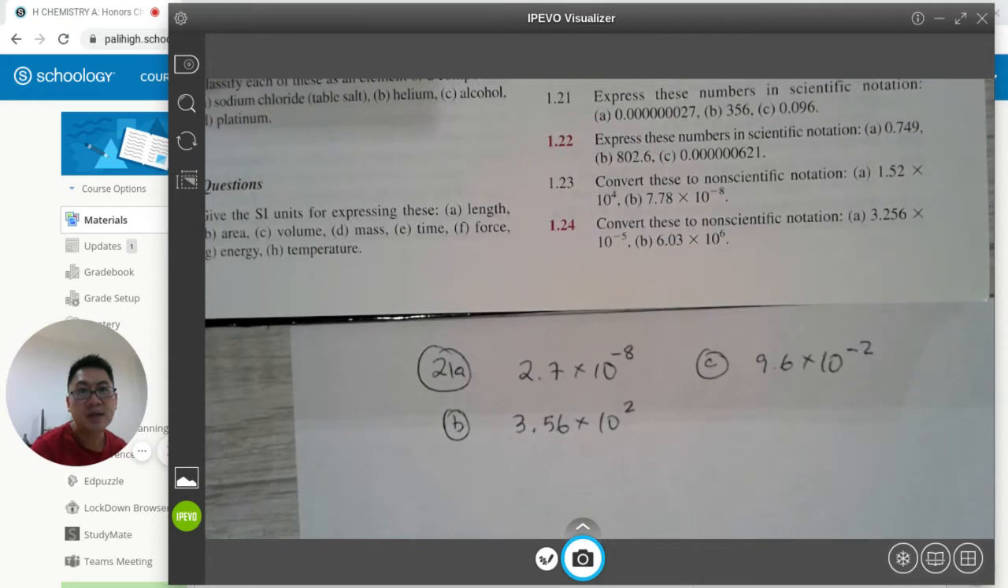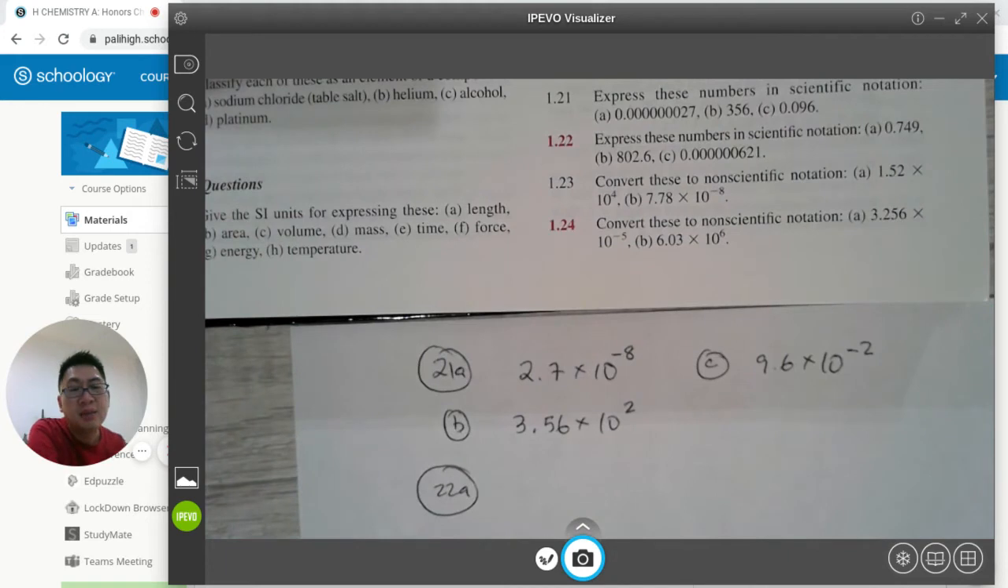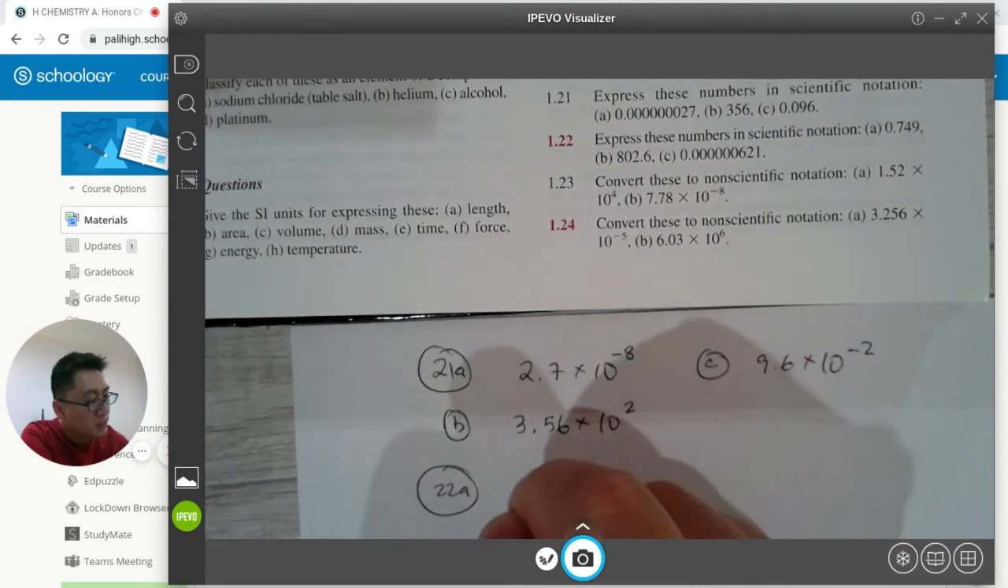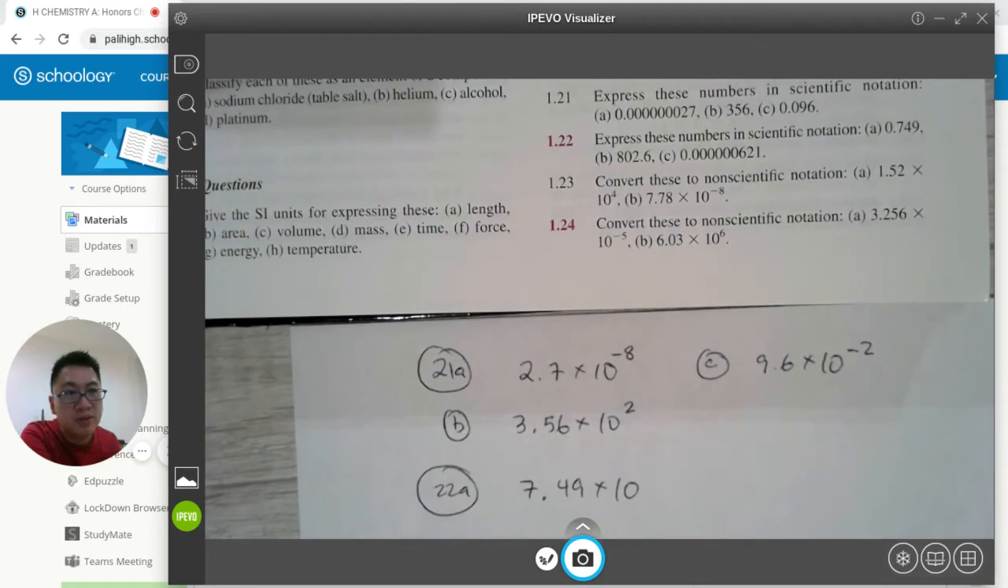Now I'm going to ask you the question for number 22a. You're going to have to answer this before I go over it. So I am going to pause. And what is the answer for 22a? Okay, so let's go over it. I want to move the decimal point over, so it's 7.49. I move the decimal point over to the right, or it's a small number, so it's right 1 place, so 7.49 times 10 to the minus 1.